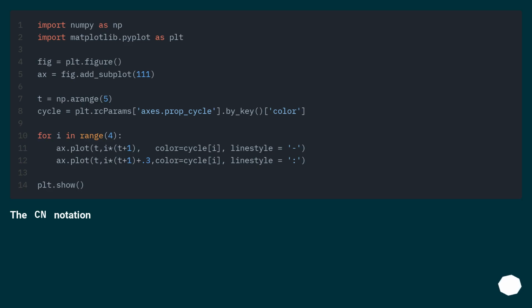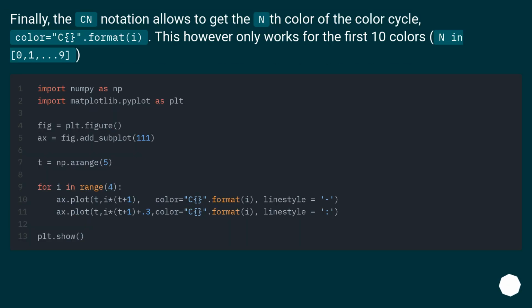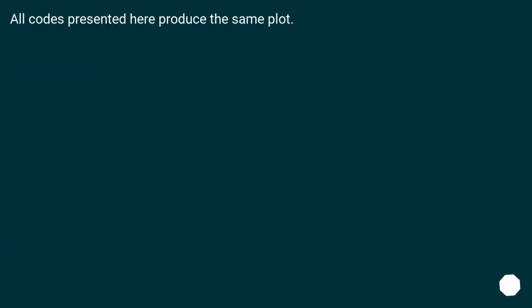The CN notation. Finally, the CN notation allows to get the nth color of the color cycle, color = 'C{}'.format(i). This however only works for the first 10 colors, n in 0, 1 ... 9. All codes presented here produce the same plot.